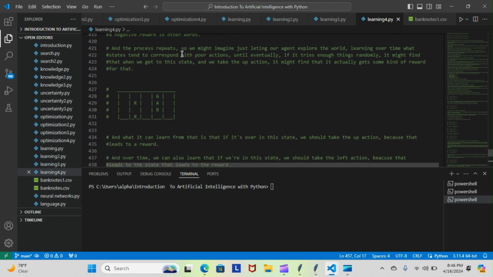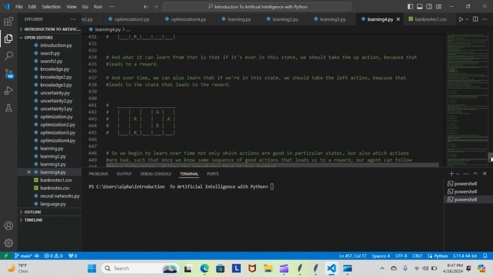And the process repeats. So we might imagine just letting our agent explore the world, learning over time what states tend to correspond with poor actions until eventually, if it tries enough things randomly, it might find that when we get to this state here, you can see our agent, and we take the up action, it might find that it actually gets some kind of reward for that because we end up in the goal. And what it can learn from that is that if it's ever in this state, we should take the up action because that leads to a reward.